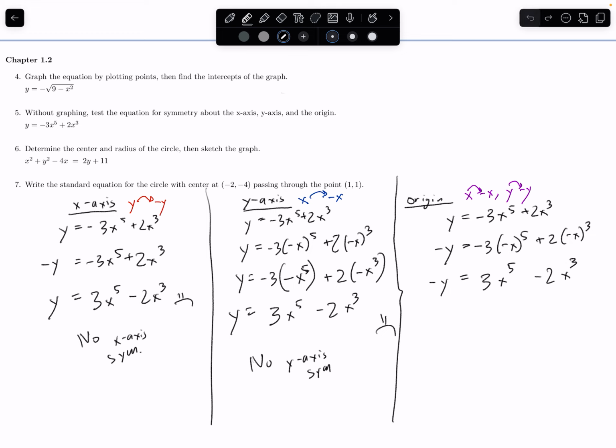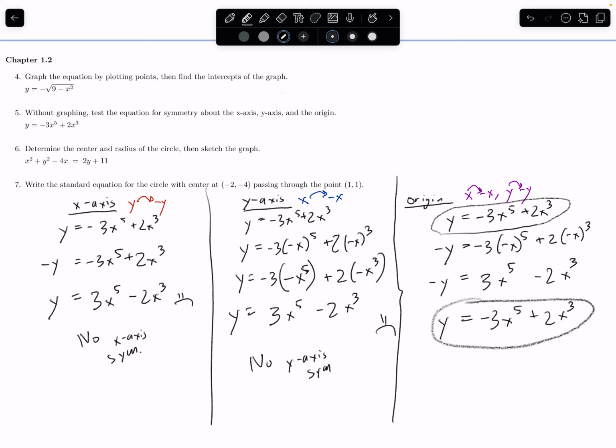And I've got negative on this side. Gonna multiply both sides by negative 1. I'm gonna get positive y is negative 3x to the 5th plus 2x to the 3rd. And looking at that thing, here's my end result. Here's my starting position, and they're exactly the same. And since they're exactly the same, that means yes, origin symmetry. Origin symmetry, remember, just to remind you visually, that means if I take my graph and I rotate it 180 degrees, it lands back on itself.